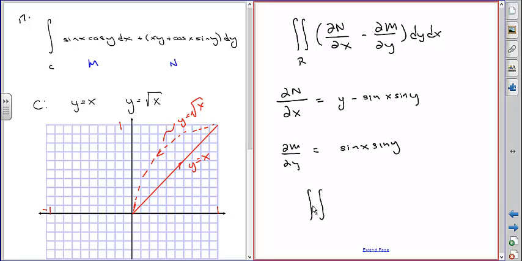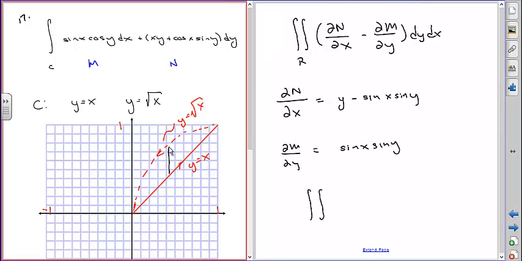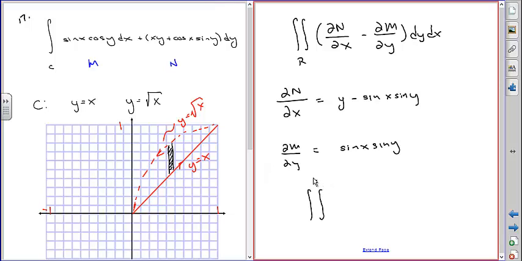So we're going to integrate with respect to y first. You draw one of these rectangles. The upper boundary would be y equals the square root of x. The lower boundary would be y equals x. And x goes from 0 to 1. And so you'd have y minus sine x sine y.